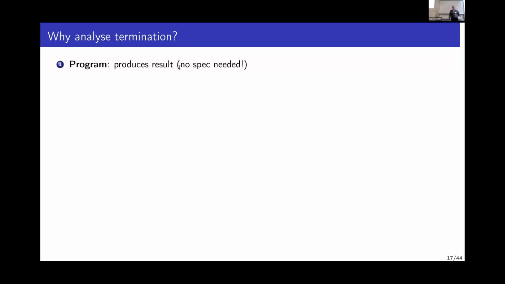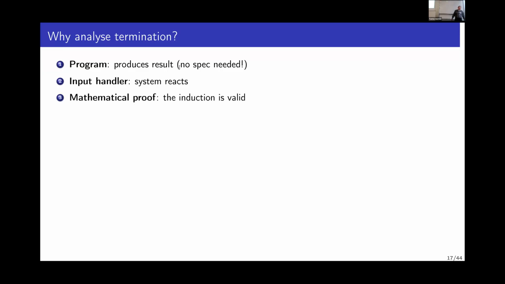For a program, we want the program to produce a result. And it's a nice property to analyze because we don't have to ask the programmer to write a specification. Generally, it's considered a good thing if a program or a function will always terminate. Then for another example, an input handler, which in itself is supposed to be non-terminating, like your device drivers, really should keep running, but you still want the concrete handler to react. So when you move the mouse, something is supposed to happen on the screen.